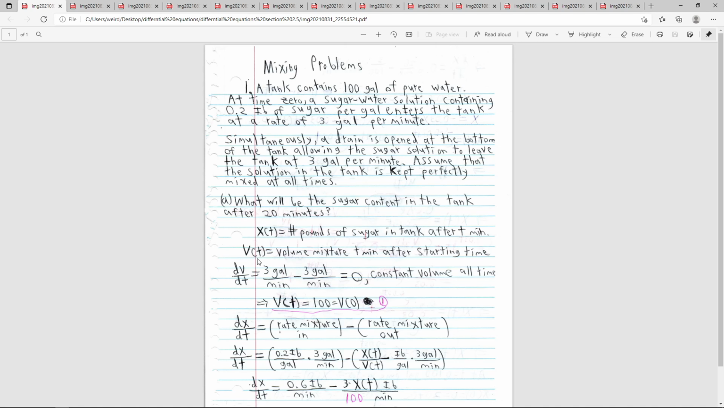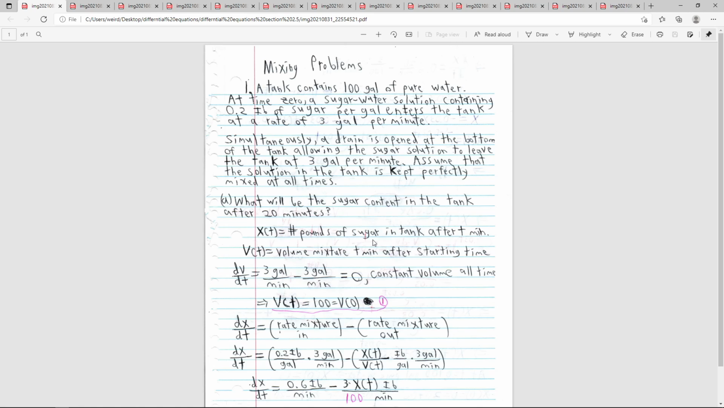And dV/dt is the change in volume over time, which is 3 gallons per minute minus 3 gallons per minute, which is equal to 0, meaning it's constant volume. Because rate of change is rate of mixture in minus rate of mixture out. Basically, that's the change in something. In general, that's how it works.